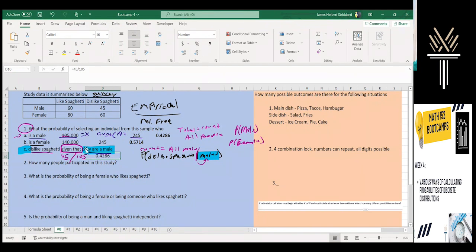And I'll go 4 decimal places. Okay, the next one, straightforward, I hope, is saying how many people participated. They're looking for the total frequency. And we already know that. We found that a couple times. 245, right? So 245 people were surveyed. It's just all these numbers added up.